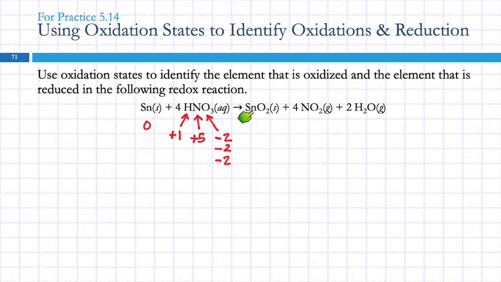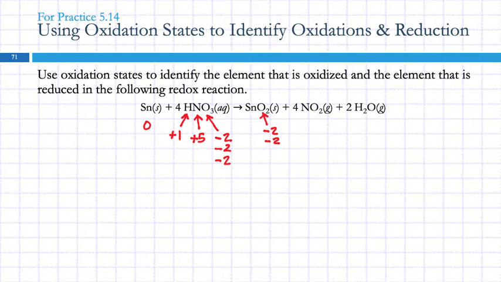Okay, so over here, SnO2. Well, is this an ionic compound? Yeah, because tin is a metal and this is a nonmetal. So then we just need to look at the ion charges. What's the charge on the oxide ion? -2, and there's 2 of those. What's the charge on the tin ion?